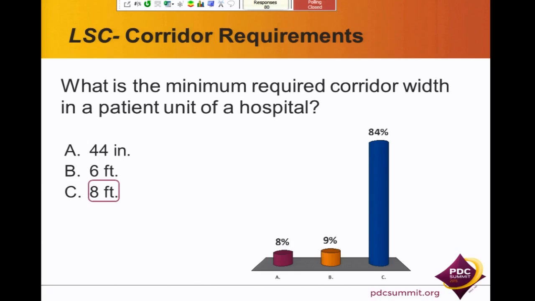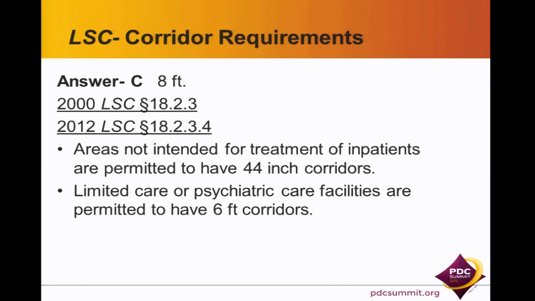Beautiful. Answer is C. Oh, I thought you were going to say A. Oh, no. Yeah. The 44-inch corridor comes from areas that are not intended for treatment of inpatients, and the 6-foot comes from psychiatric or behavioral and limited care facilities. And actually in the 2015 code, not to confuse anybody, but in certain long-term care facilities, we can now go down to a 6-foot corridor as well.